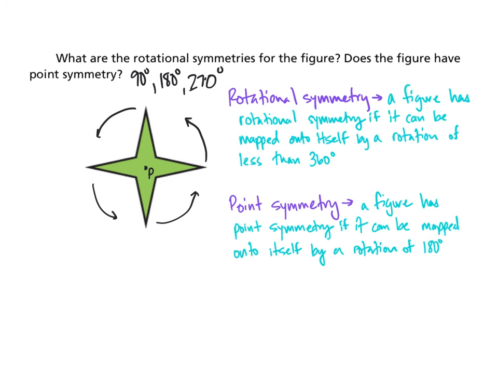270 degrees of rotation. Now the second part of the question says, does the figure have point symmetry? And that's just a term meaning that it can be mapped onto itself by a rotation of 180 degrees. And yeah, we said that 180-degree rotation would work. So we would say that yes, it does have point symmetry.